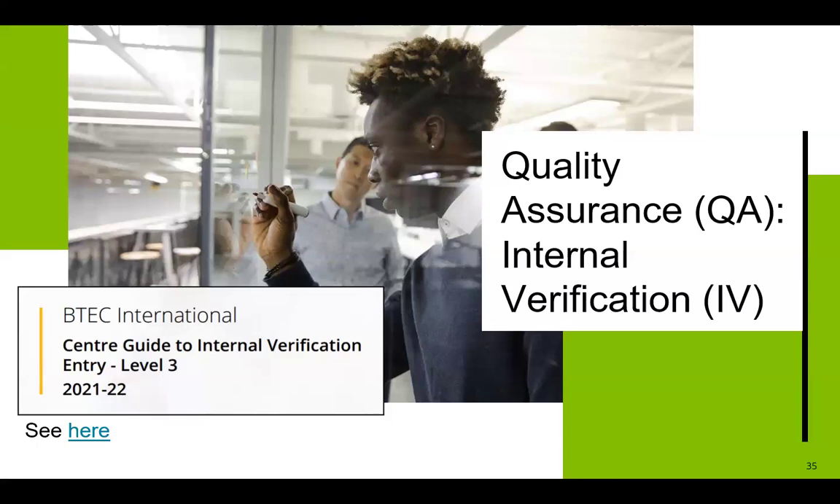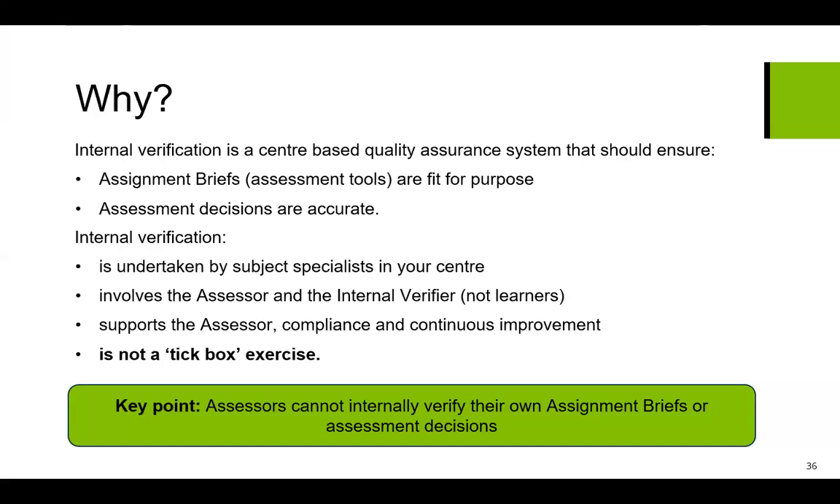Okay, let's just have a look at the kind of quality assurance process because I've touched on this already. And I'll talk to you about what internal verification is. So first of all, why do we have it? Well, internal verification is your internal quality assurance process. It's to make sure that you're checking that the assignment briefs that you deliver are fit for purpose and that the assessment decisions that your teachers make are accurate. It's undertaken by specialists in your centre, so it'll be other members of the engineering team.